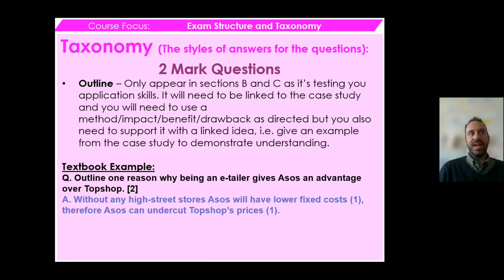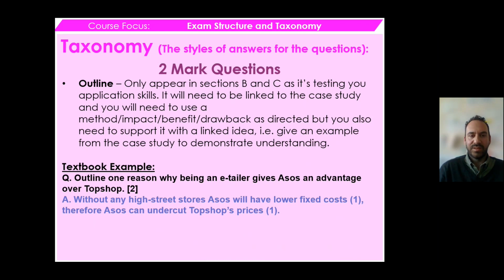What I mean by this is that it might be a fairly simple question. So again, in the last mock, the question was around the benefits of having a website. Now, a lot of people talked about in general what the benefits of having a website is, but they didn't go the extra mile to give that extra example. So what I've got here in your textbook example is: outline 1 reason why being an e-tailer gives ASOS an advantage over Topshop. So the answer is without any high street stores, ASOS will have lower fixed costs.